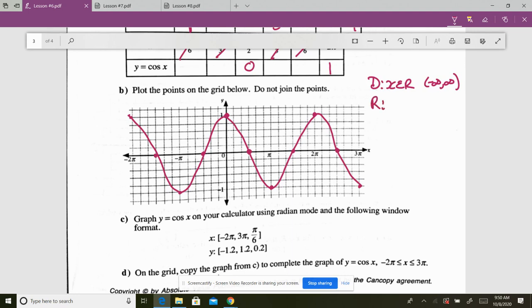What is the range? -1 to +1. Amplitude, period. What's the amplitude? 1. Period: how often does it repeat? What's the distance between the peaks? 2 pi or 360.